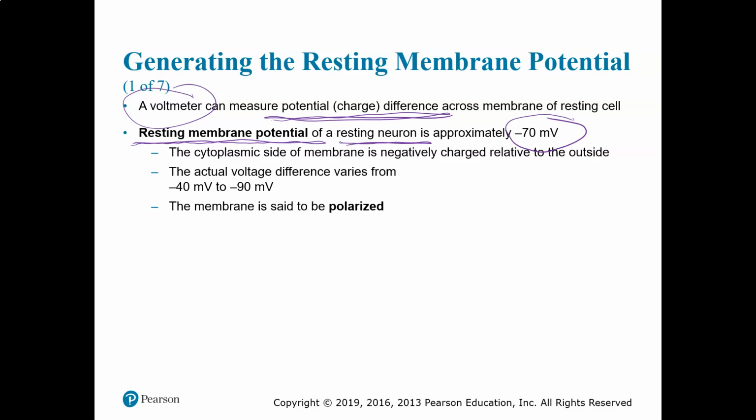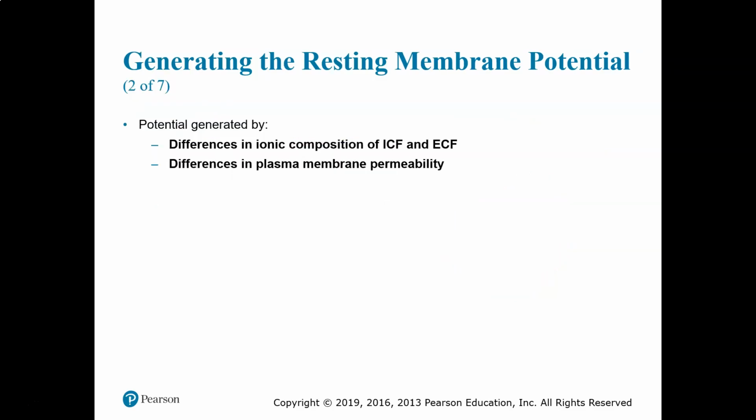That's the difference in charge across the membrane, and what it tells you is the inside of the membrane is negative. So this lets you know that the inside, the cytoplasmic side, is negative relative to the outside. Okay? And the membrane is said to be polarized. On one end it's negative, one end it's positive, so that's where that comes from.